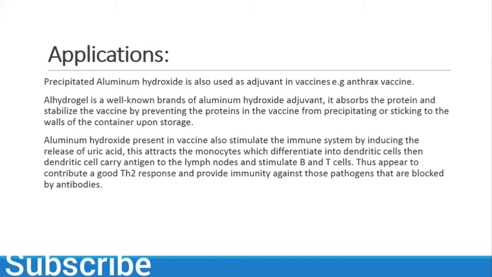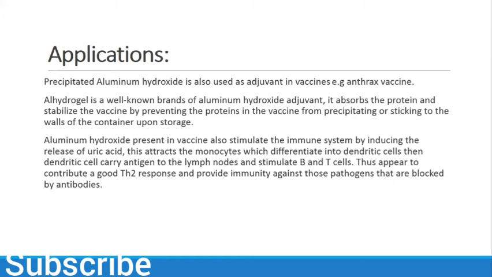And also aluminum hydroxide present in vaccine stimulates the immune system by inducing the release of uric acid. This attracts the monocyte, which differentiates into dendritic cell. Then dendritic cell carries antigen to the lymph node. So where do we have this monocyte from? Monocytes are from our hematopoietic stem cell, from our bone marrow.